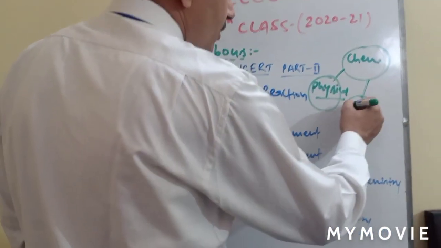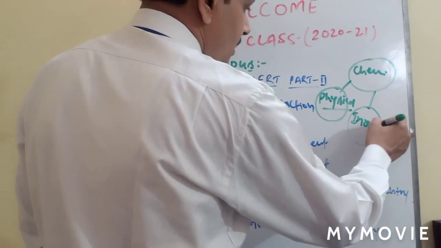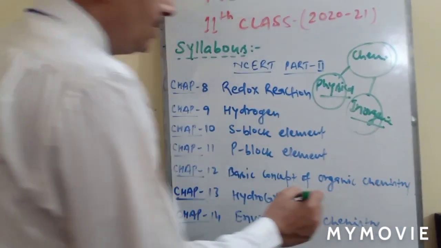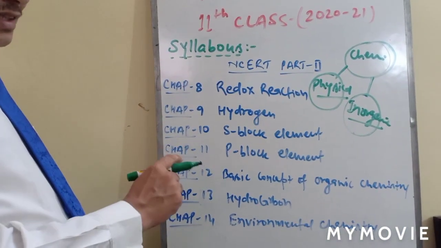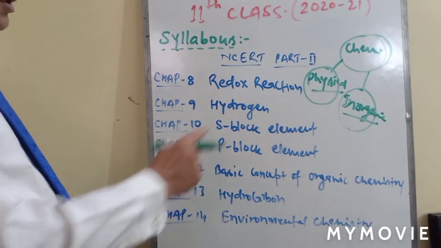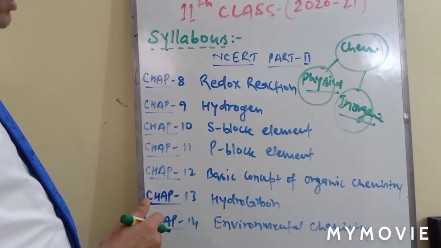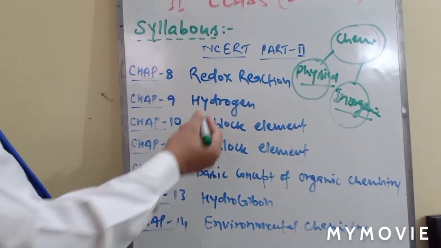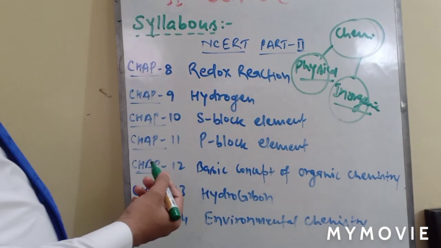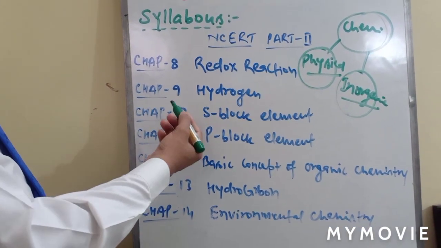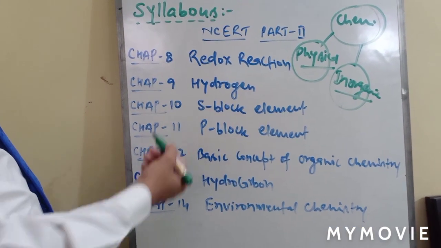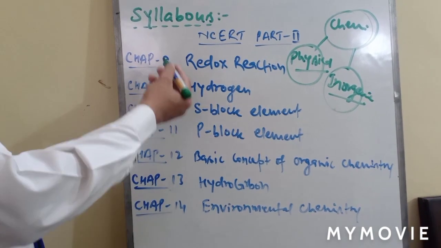Now, second one is inorganic chemistry. Inorganic chemistry, the chapter number 3, that is periodic classification, is included in this part of the chemistry. Next, chapter number 8, redox reaction, is inorganic. Chapters number 10, 9, 11, these are the inorganic chemistry.